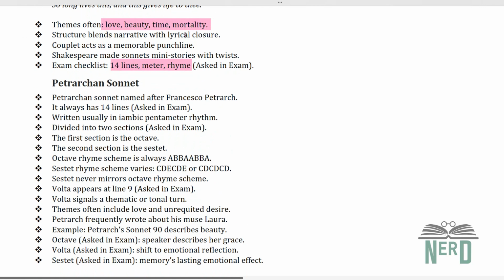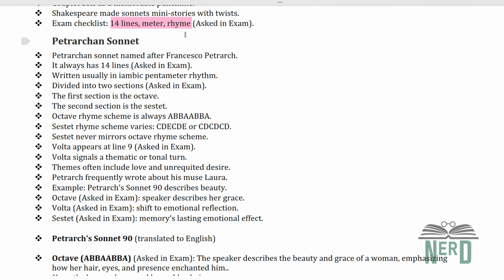Let's talk about a sonnet form that often pops up in exams, the Petrarchan sonnet, named after the Italian poet Francesco Petrarch. Like the Shakespearean sonnet, it has 14 lines, yes, 14 lines exactly, asked in exam. But its structure and rhyme scheme make it unique. Here's how it works. The Petrarchan sonnet is written in iambic pentameter, that's 10 syllables per line. Now the big difference is its division into 2 parts. It was asked in exam.